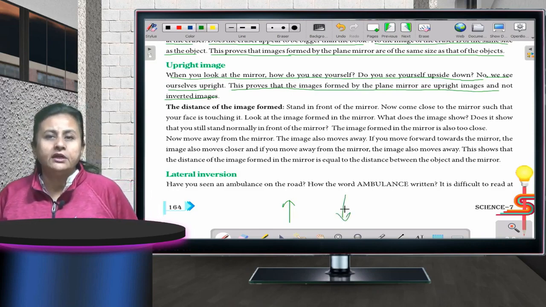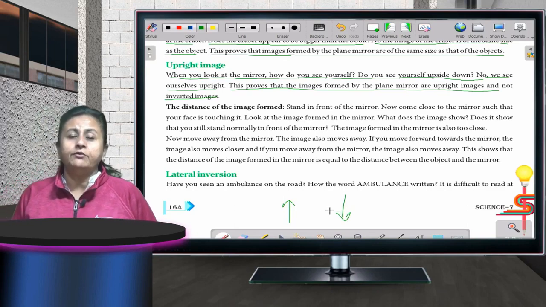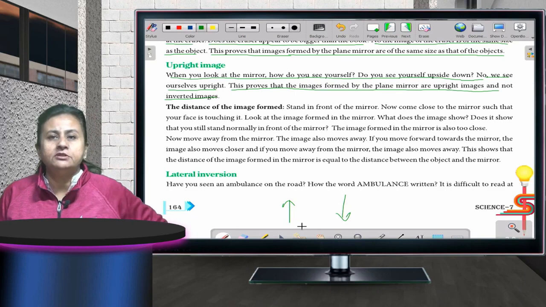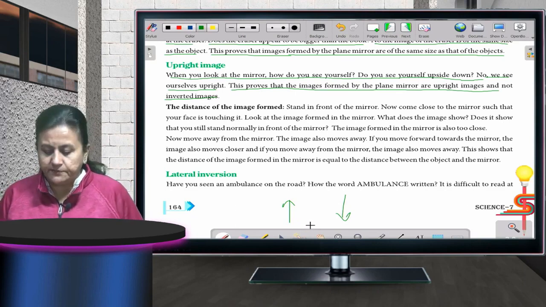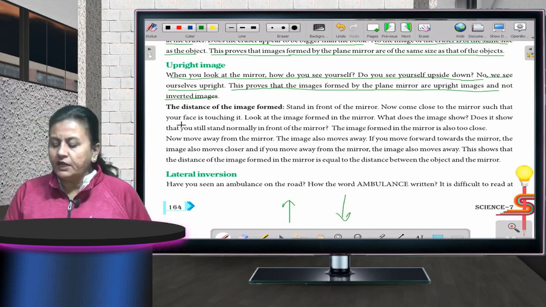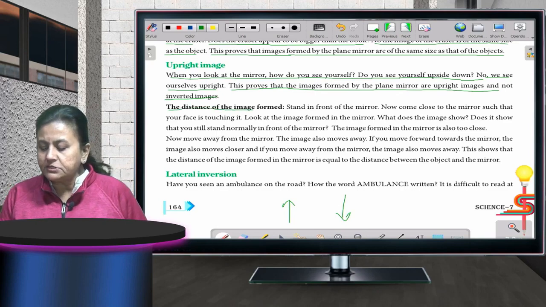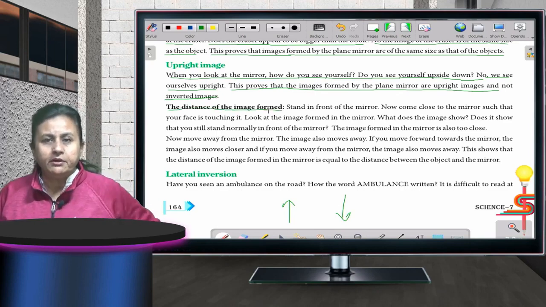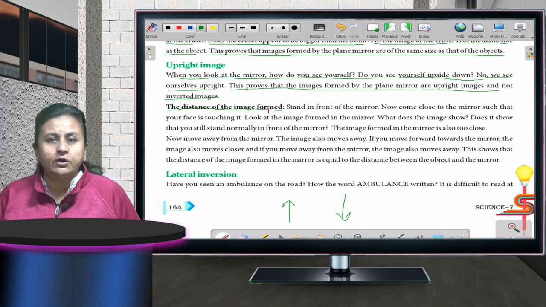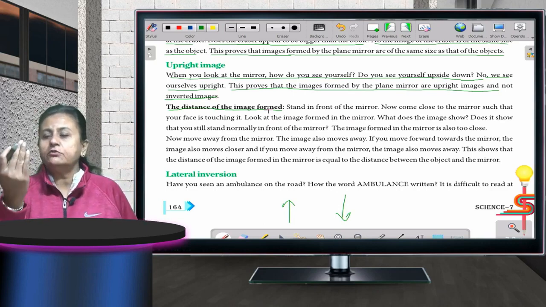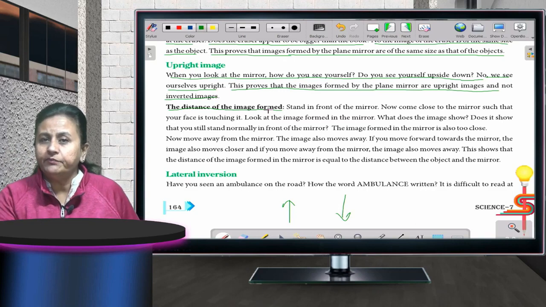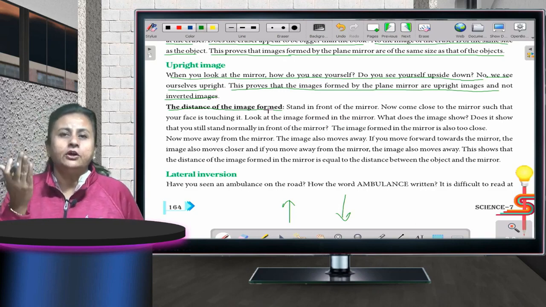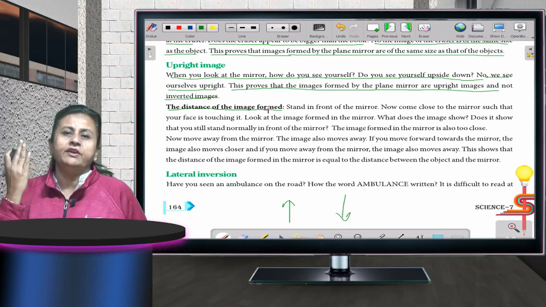Whenever we are looking at ourselves in a plane mirror, we find ourselves of exactly the same size and our image formed is also in an upright position. Now, the distance of the image formed. In case we are looking at ourselves in a plane mirror which you have in your homes, if you are standing close to it, you will appear close. In case you are moving far from the mirror, your image formed will also be moving far away.